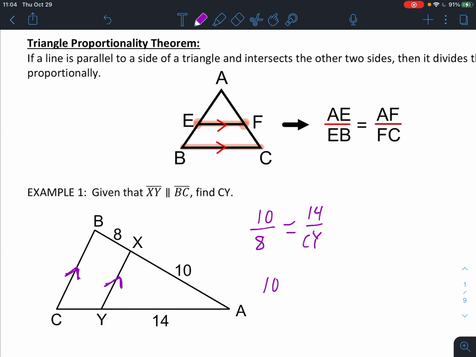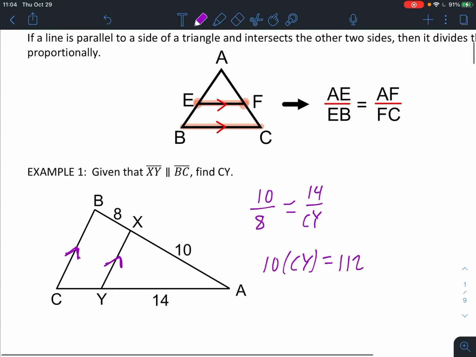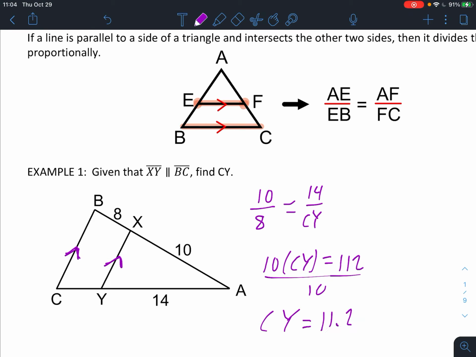Okay, cross multiplying, 10 times CY is just 10 CY. 14 times 8 is 112. Dividing both sides by 10, we get CY is 11.2.